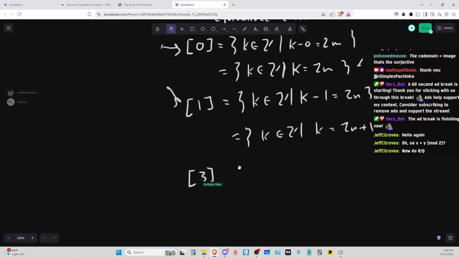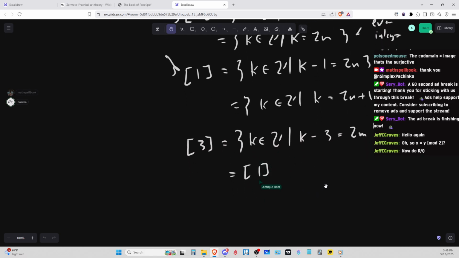In the sense that, if for example I take 3, so if I look at 3, it will be all k such that k minus 3 is equal to 2m. But as 3 is equivalent to 1, you can actually check for yourself that this set here will be exactly the class of 1. Yeah, I think I can see why.